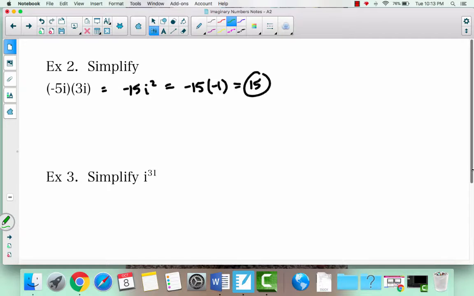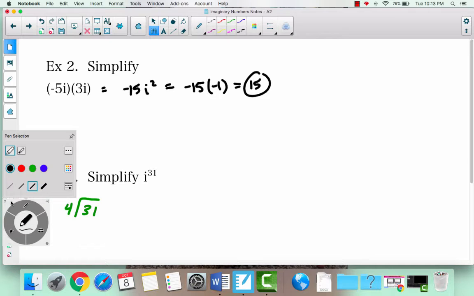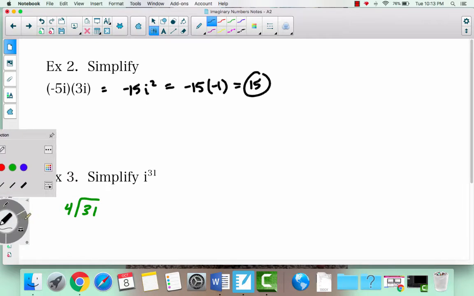And then we can also do this with higher exponents. In example 3, it says simplify i to the 31st. So rather than trying to break 31 up into multiple smaller exponents, which you could do, but it would take a while, instead, we know that there were 4 different options. So what we're going to do is take the exponent and divide it by 4, since we had 4 options, and we're going to figure out what our remainder is. So if I go ahead and divide this, I know that 4 goes into 31 7 times.